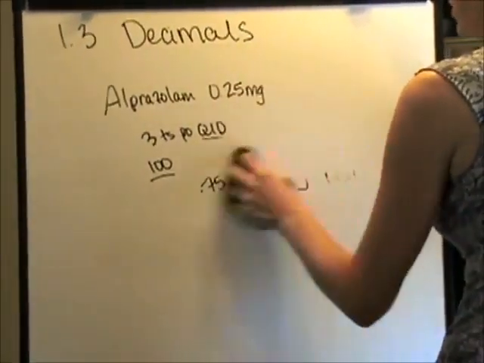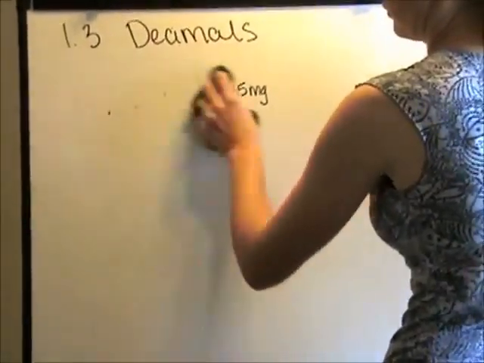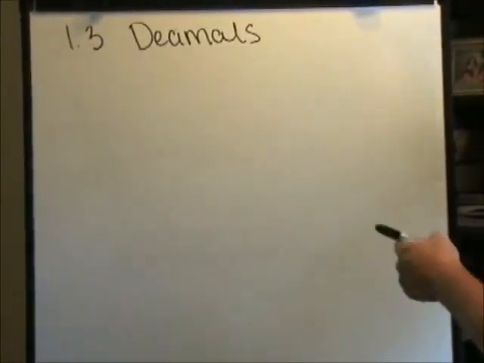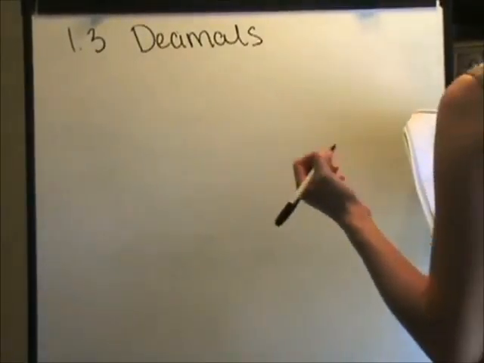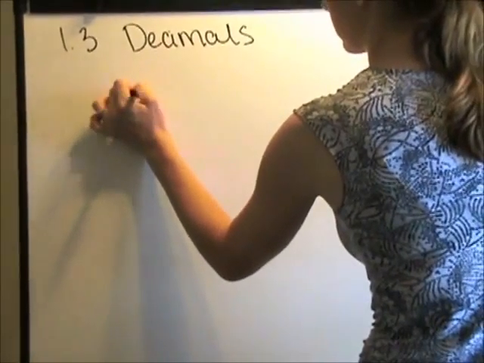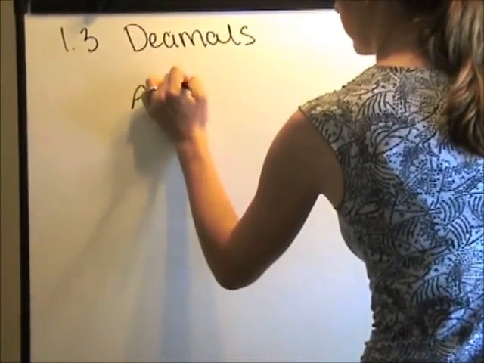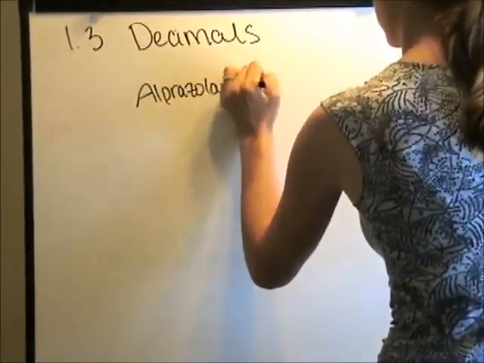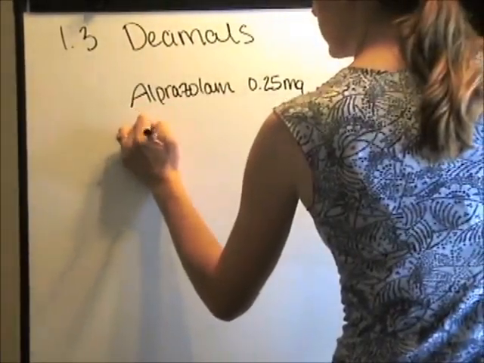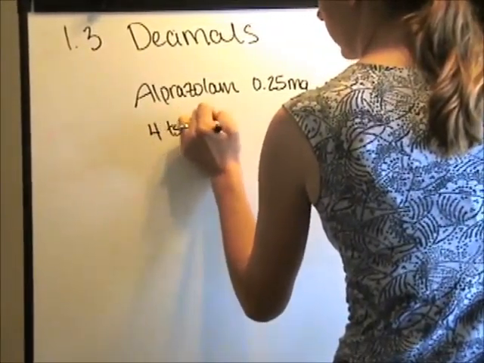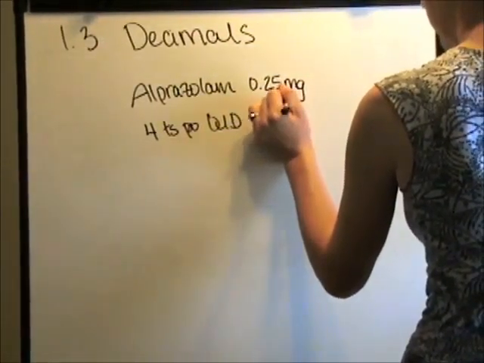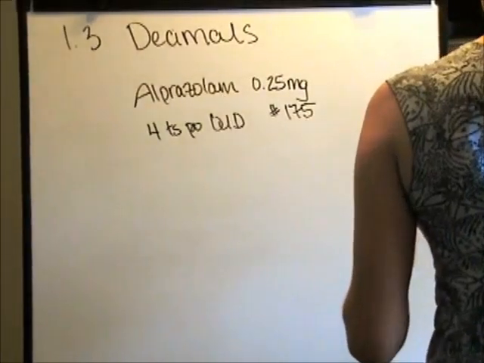All right, make some more room on the board here. Let's go down to number 20. Okay, the physician changes the prescription at the next visit. So this is the new prescription. Alprazolam 0.25, same strength of the tablet. Directions, 4 tablets by mouth, QID. However, they're changing the quantity dispensed to 175.